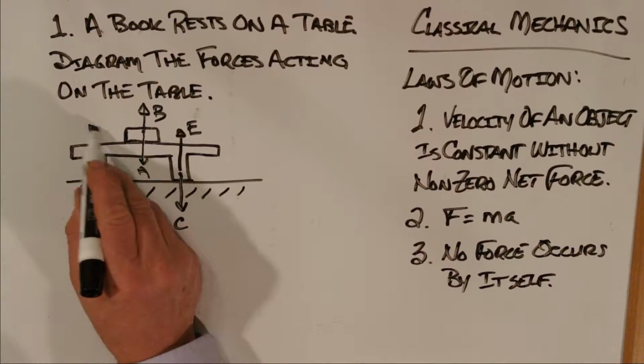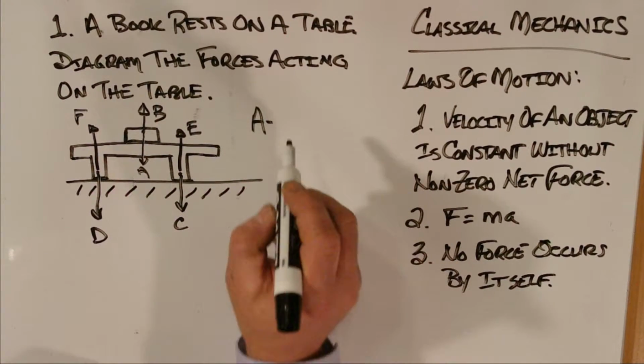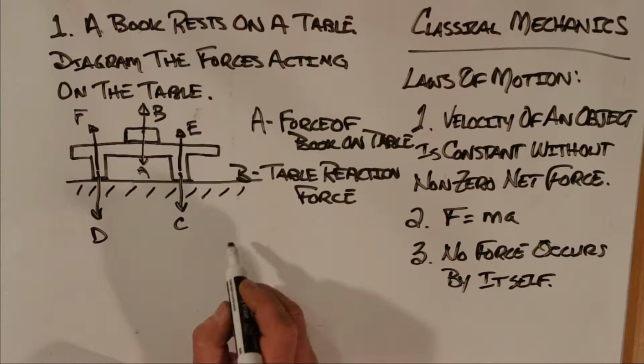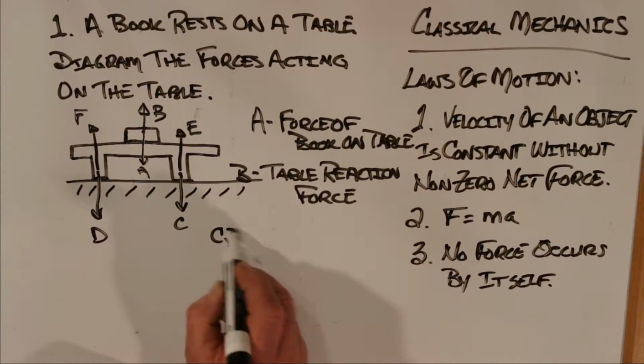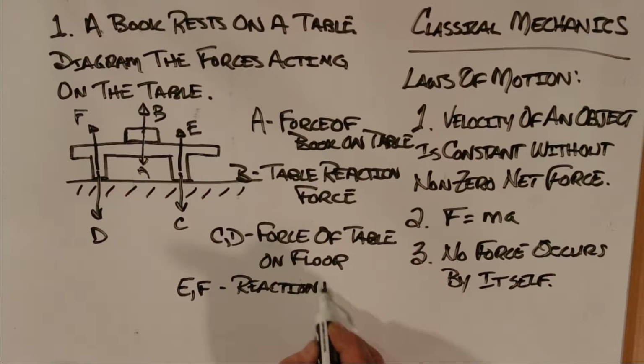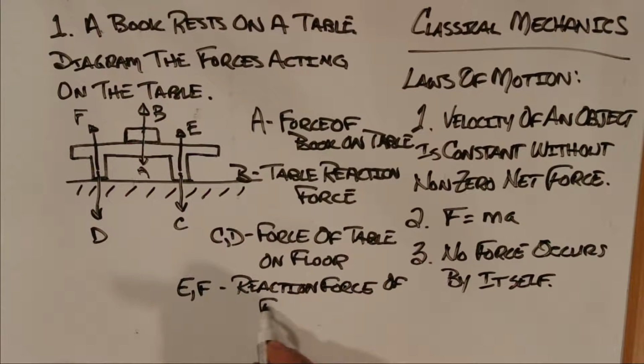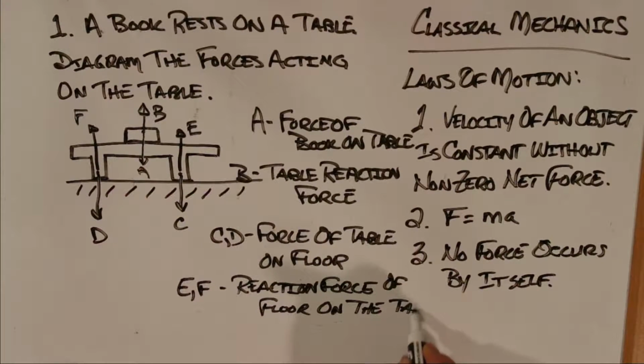And of course, the book has mass and therefore weight and creates a force on the table. The table itself has mass, therefore weight, and provides force to the ground. And so we have, as a result, these forces: the force of the book on the table, the reaction force by the table, the force of the table on the floor, and the reaction force of the floor on the table given by A, B, C, D, E, and F. And that's the first problem.